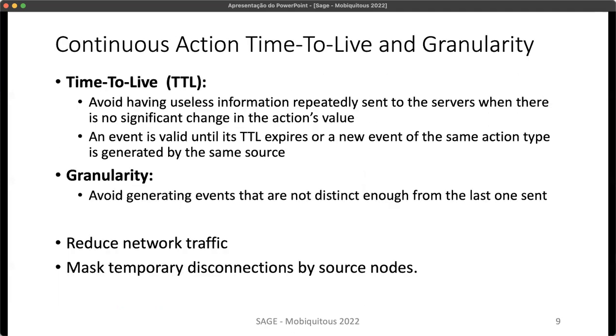Regarding continuous actions, we assign them a time to live to avoid sending useless information repeatedly to the system. For instance, if we tilt a device for 2 or 3 or 4 seconds, we don't have to continuously send that information. We can just say that the device is tilting and assign a time to live to that information, meaning that the event will be valid in the system until the time to live expires, or a new event of the same type is generated by the same source.